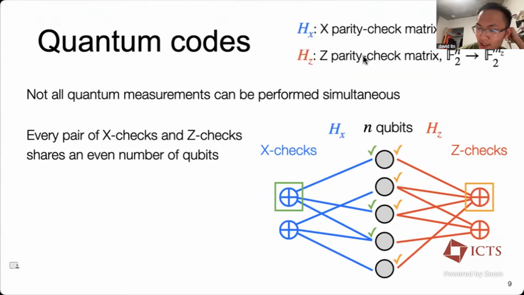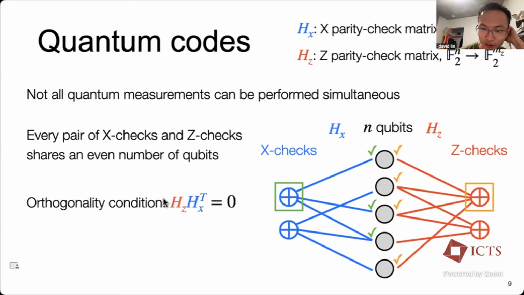There is a nice way to summarize this, which is to use the parity check matrix. Let HX be the parity check matrix that describes the X checks, and HZ the one that describes the Z checks. It turns out you can summarize the condition with this simple formula, where the two matrices multiply into 0. Later on, I will refer to it as the orthogonality condition. And if you were there for Pavel's lecture on chain complexes, you would immediately recognize that the structure is identical to the condition for a chain complex. So that's why quantum codes and chain complexes are very related.